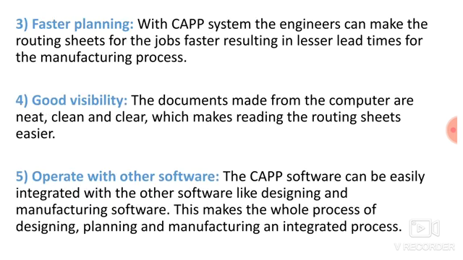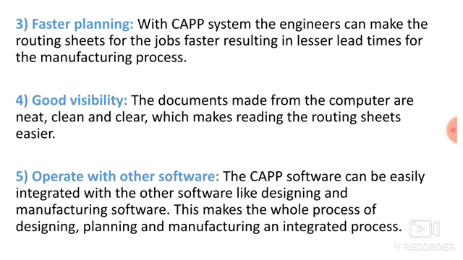The third one, faster planning. As you are using computers, you will get a fast process plan from the computer. It will require very less time, whereas in the manual process, time is required to generate the process plan. Then good visibility. As you are getting the process plan from the computer, it is neat, clean, and clear. If it is done manually, then the manufacturing engineer has to write the process plan, and it will be difficult for the worker to understand it, because it depends on the handwriting of that particular production engineer.